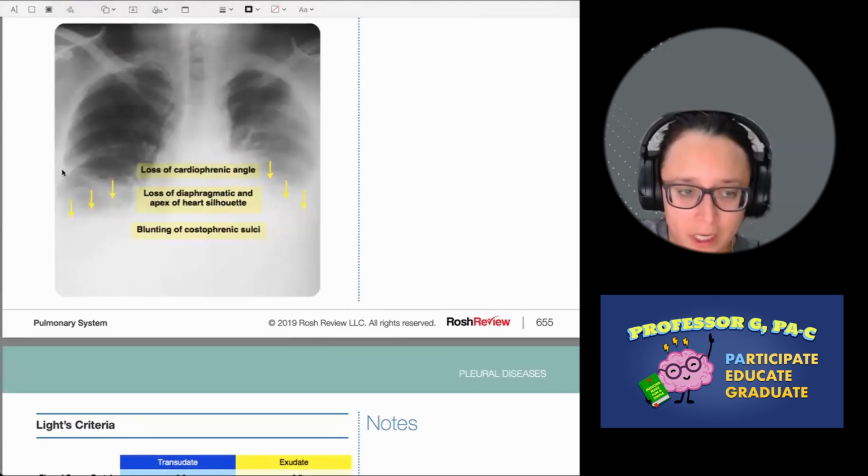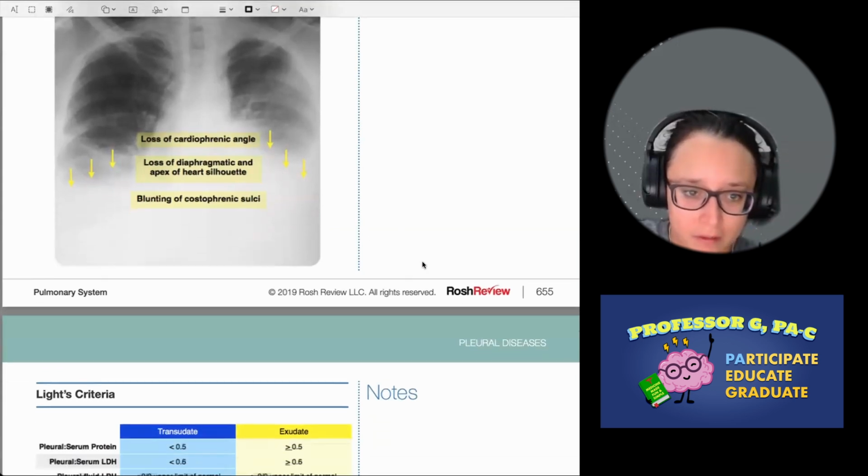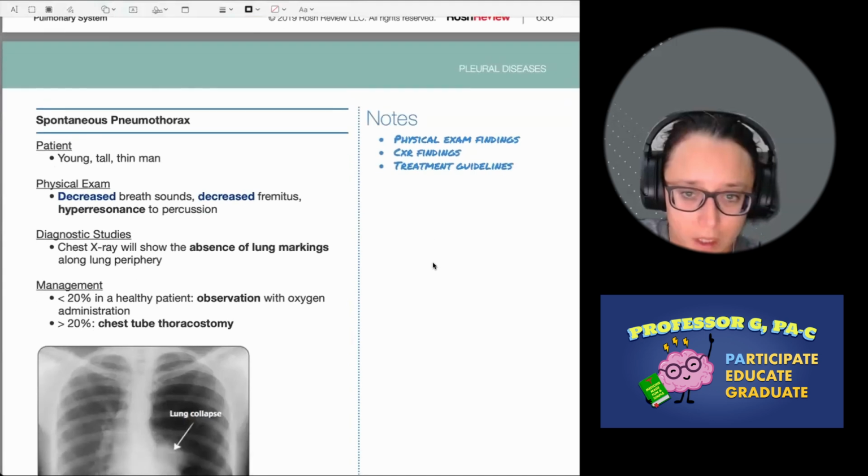Here's the blunting of the costophrenic angle. We should see the lung fields coming all the way down like this, but these are blunted. You can't really see the bottom of the lungs or the diaphragm.